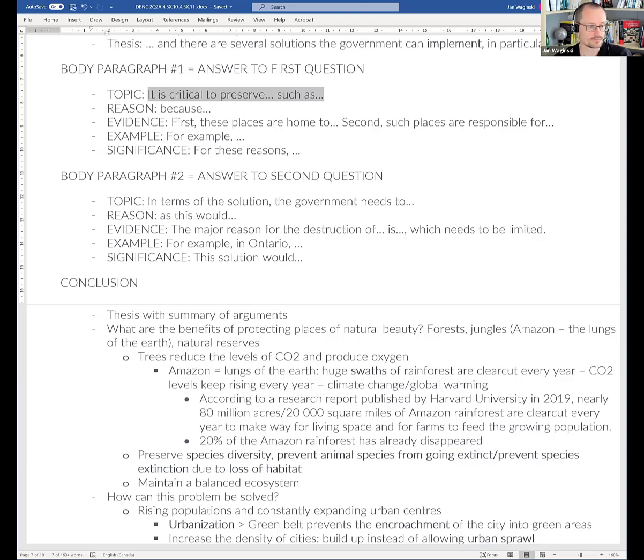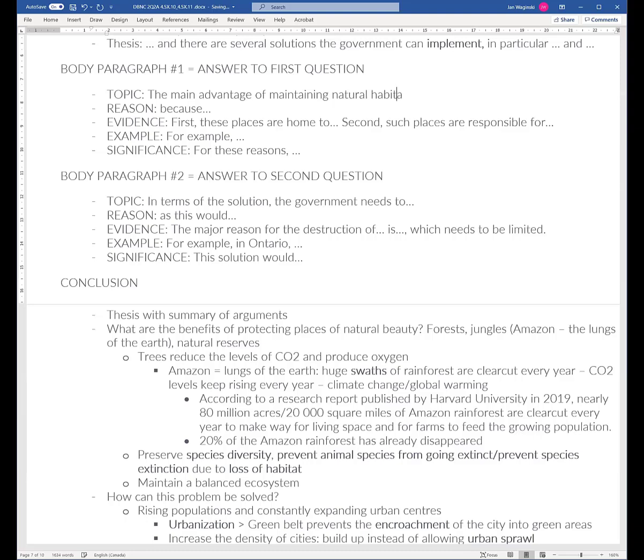Okay, so can you get us started? Yeah, the first topic sentence will be for the first paragraph. The main benefit, or the main advantage, of keeping natural beauty, lands, we're going to call it natural habitats, or natural habitat, yeah. Here, maybe for this concept, we say the main benefit will be for the environment.